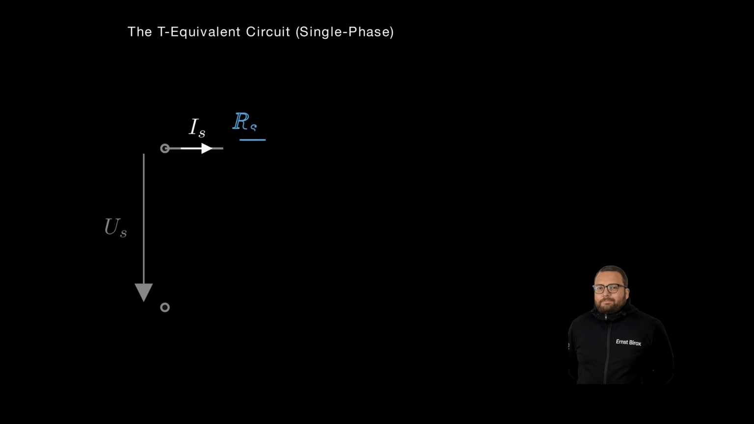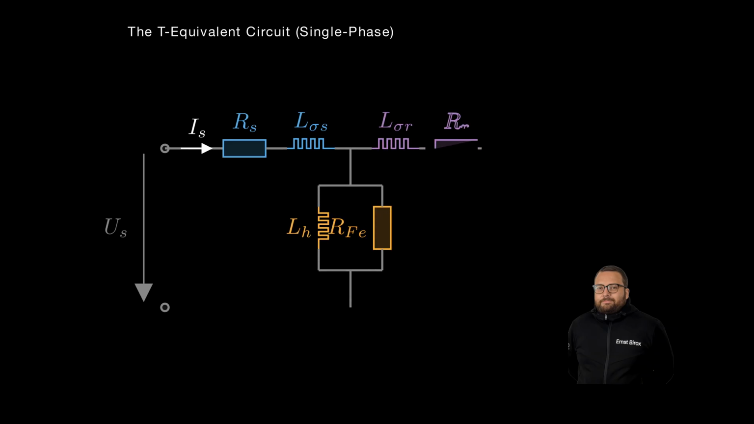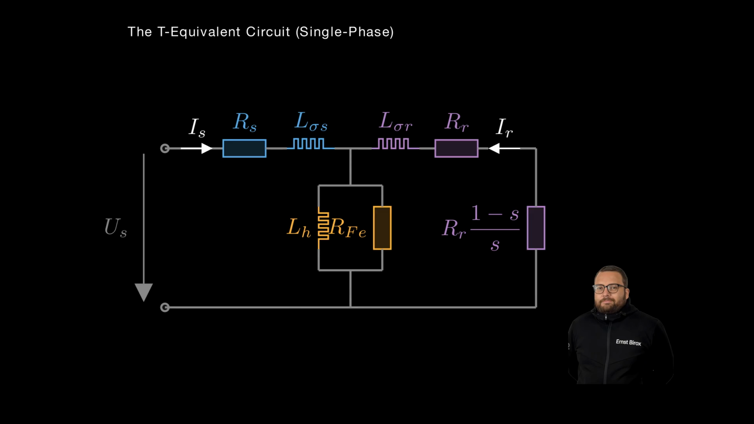Here we see the classic T-equivalent circuit of one phase of the induction machine. To model the behavior precisely, 5 core parameters must be determined. These include the stator resistance and stator leakage shown in blue. In the center, the mutual inductance LH branches off in yellow, representing the magnetic field in the air gap. On the purple rotor side, we have the rotor leakage and the load-dependent rotor resistance.